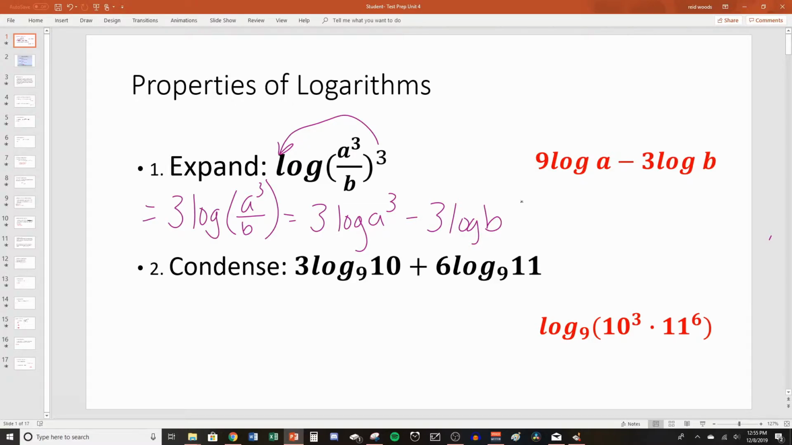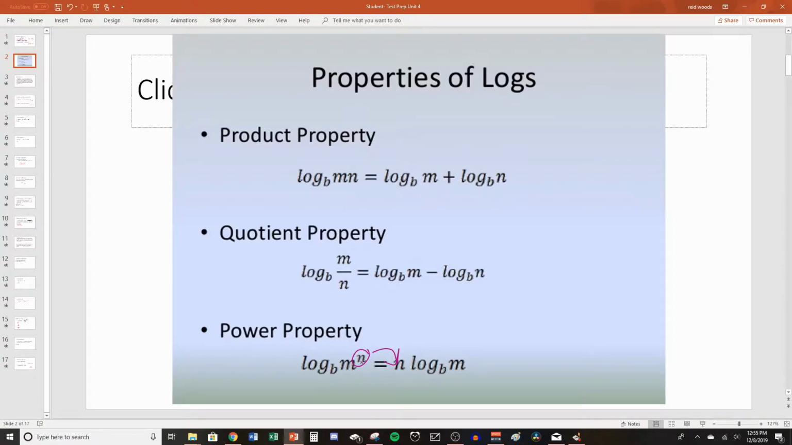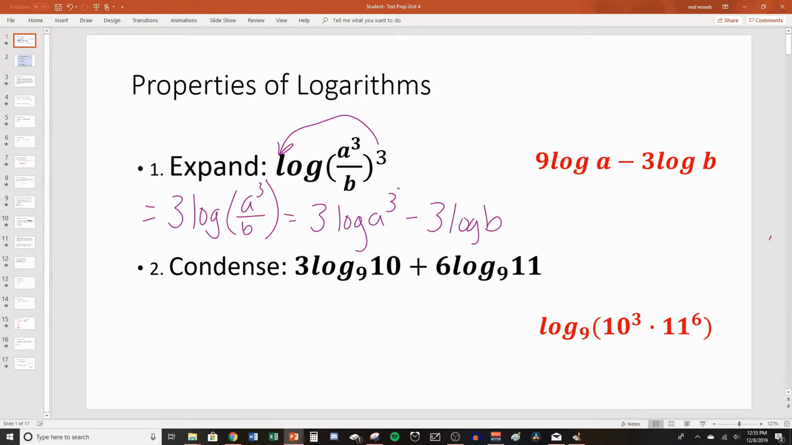Now the last part, you're probably wondering, how did it get to this? Well, we can use that power rule again right here, how it's in the exponent, and move it to the front. And that's what happens with this 3 right here. So that's going to move to the front again, and it gets multiplied by that one. So it's 3 times 3 log a minus 3 log b. And 3 times 3 is 9, so that's how we get to our final answer right here.